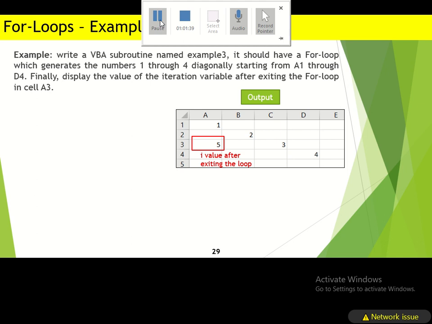Next time it became 3. 3 is less than 4, continue. Next time it became 4. 4 is still the last value, it will continue. Next time it became 5. Now the loop cannot continue, but the value is still 5. That's why it printed 5 in the end. So you have to keep in mind that when the loop finishes, the value of the iteration variable is more than the loop's final value. That's why the loop finished. We will use it later on.